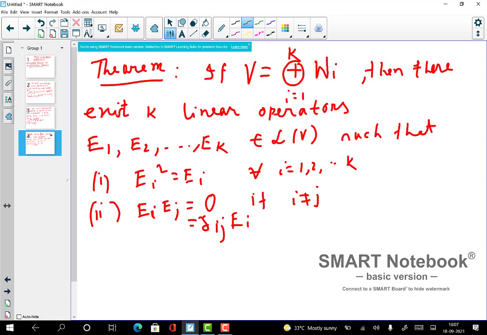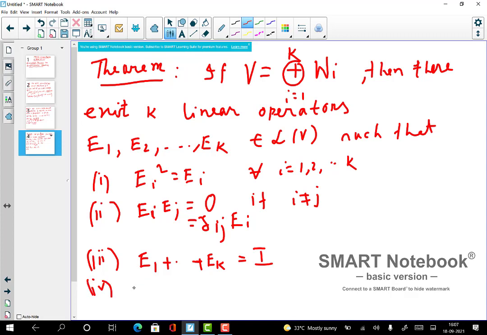So when j equal to I, then it is 1 and then EI. Otherwise you can say like this. And the sum of these EIs, so E1, E2, EK, the sum is actually the identity operator.